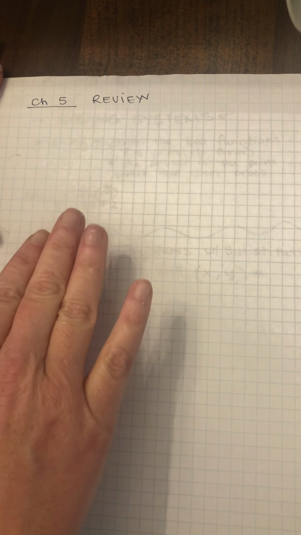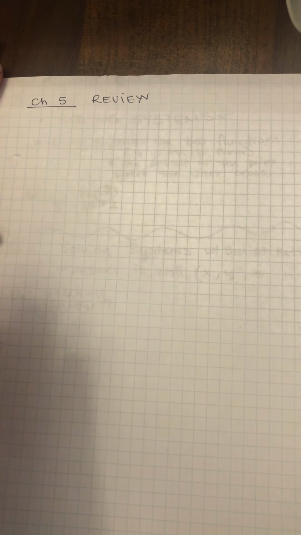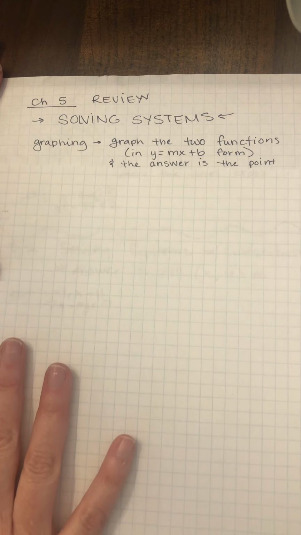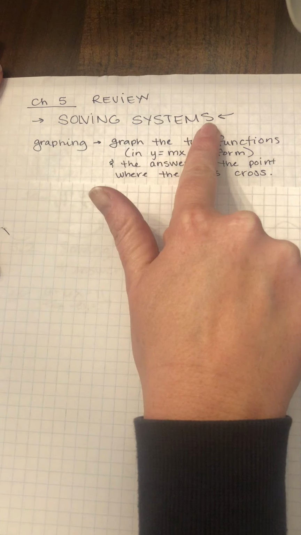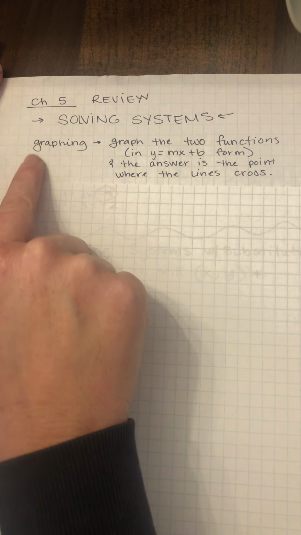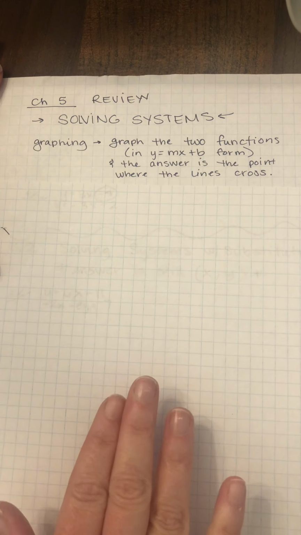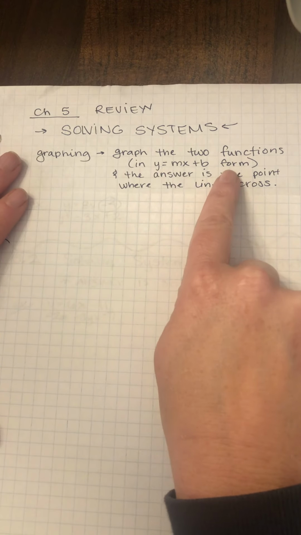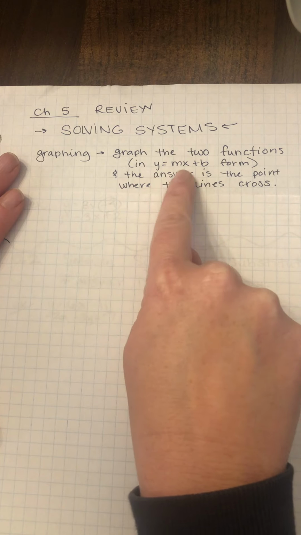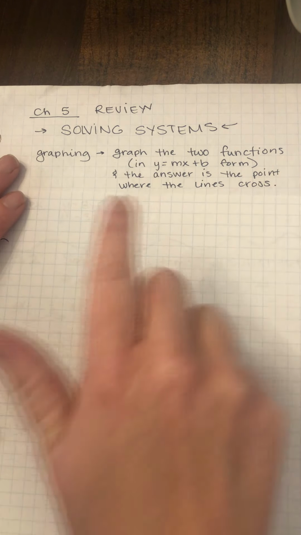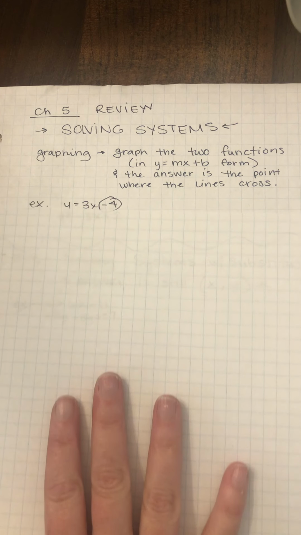Today we are going to continue in Chapter 5, but before we start with the second lesson, I want to review what we did before the break, which is we started solving systems. The first one that we focused on, there are three different ones, was graphing, and that is where you graph the two functions that are given in the y equals mx plus b form. And the answer is the point where the lines cross.